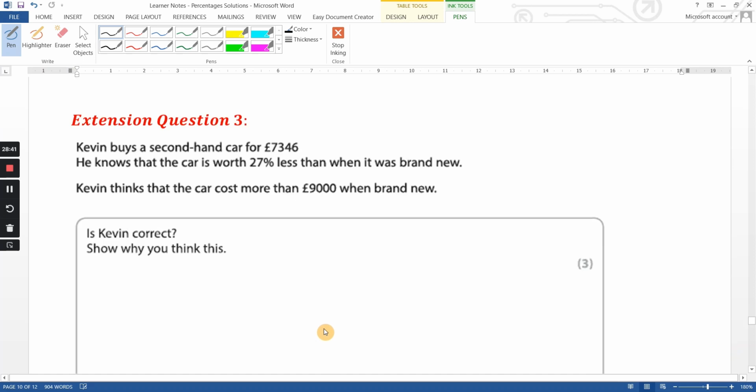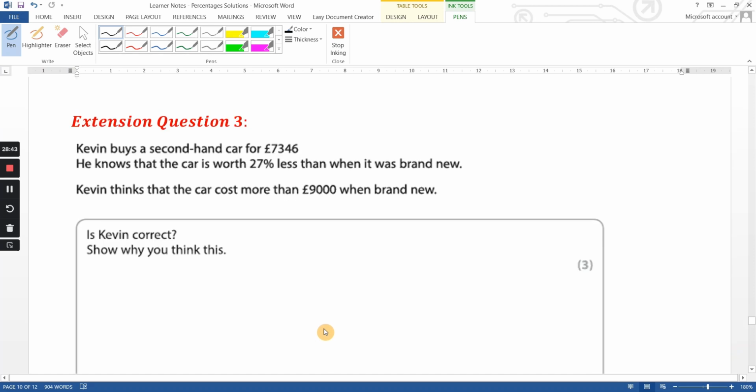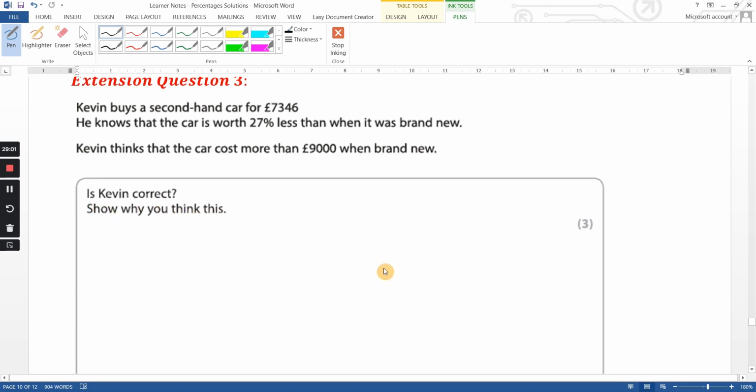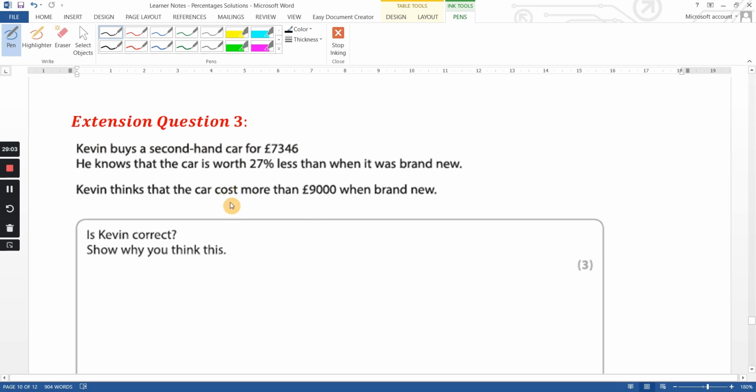Well, let's move on though. Extension question 3. Kevin buys a second-hand car for £7,346. He knows that the car is worth 27% less than when it was brand new. Kevin thinks that the car cost more than £9,000 when brand new. Is Kevin correct? Show why you think this. 3 marks. So, this is technically a reverse percentage question, isn't it? So how much was it worth originally? We're working backwards.